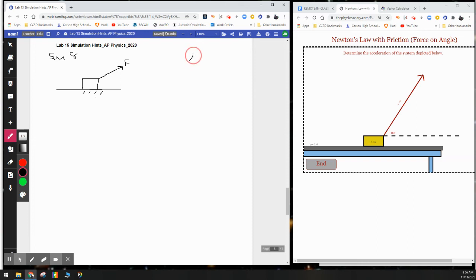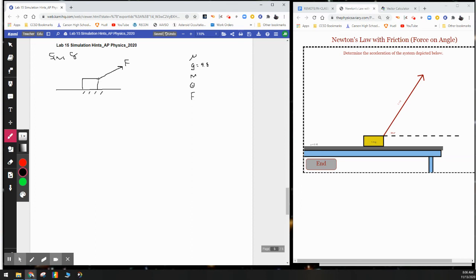So mu is given, and we're going to assume that g is 9.8 because we're not given anything different. We're also given the mass, the angle theta, and the applied force. So we're given all this information here, and here's the angle at which it's being applied, measured from the horizontal.